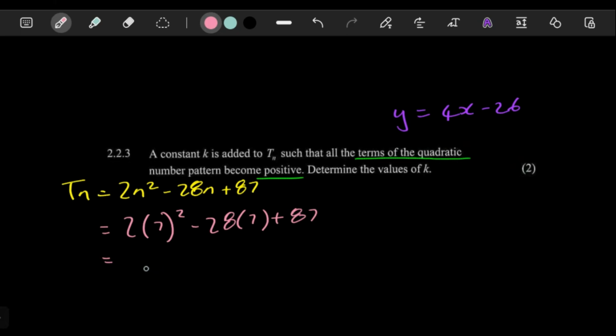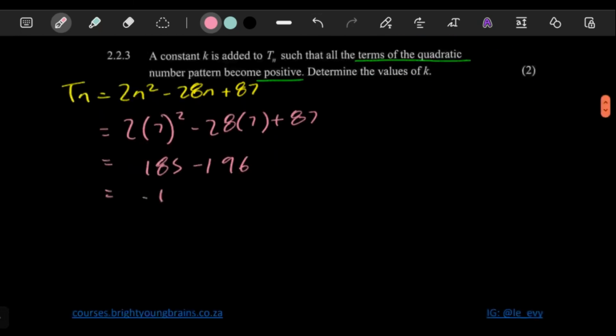Okay, fine, let's see. 49 times 2 is 98, right? 98 plus the 87, and then we're going to subtract. So 28 times 7 gives us 196. And then 49 times 2 is 98, and 98 plus 87 gives us 185. So obviously, if you subtract the 196, you're going to get negative 11.